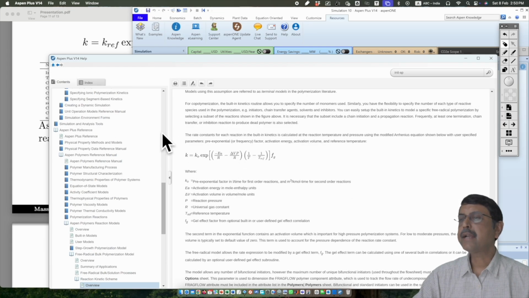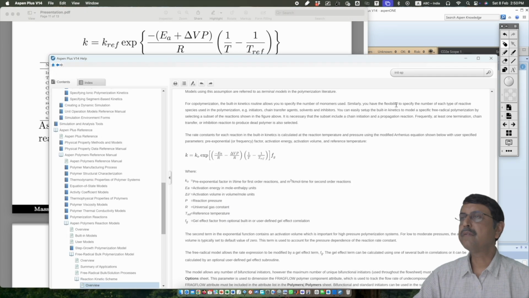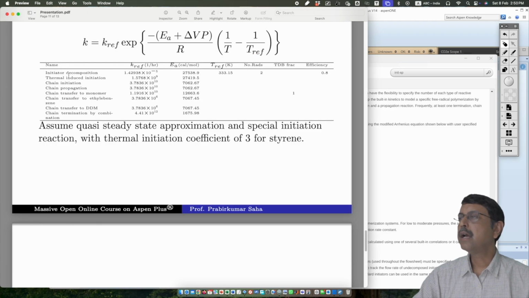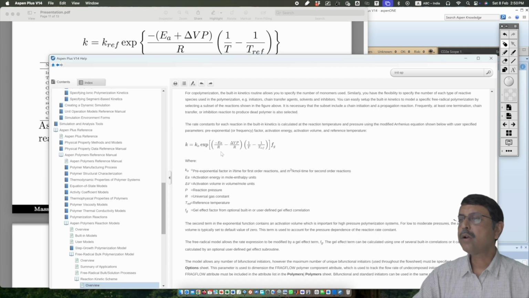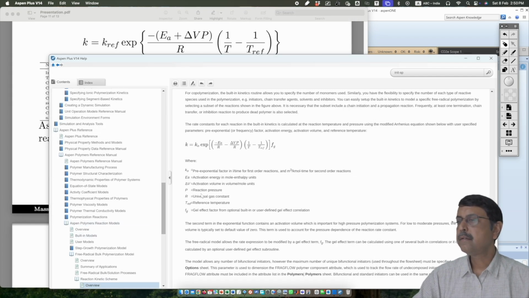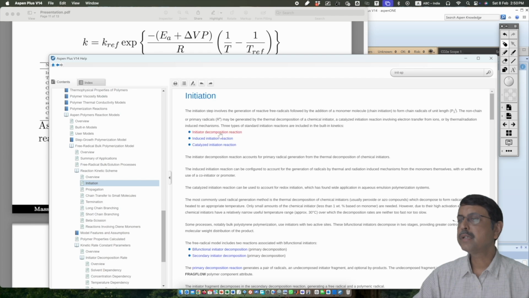And this particular reaction is the same as whatever has been given over here. K naught is a pre-exponential factor, EA is the activation energy, activation volume, pressure, and then the initiator decomposition reaction: Kref and EA value, that is K naught, EA value, and Tref, they are given over here.